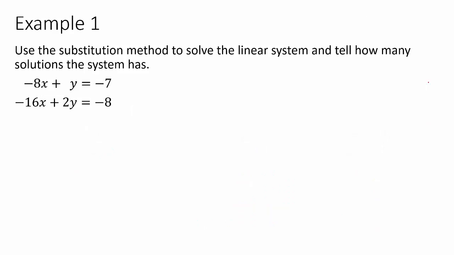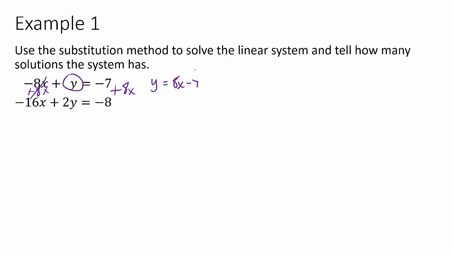So it tells me in example 1 to use the substitution method. If it didn't, I would be able to use whatever method I want. So the substitution method here, I would need to pick a variable to solve for. The best one to solve for is this y, because it doesn't have a number in front. So that means I would add 8x to both sides and get y equals 8x minus 7.